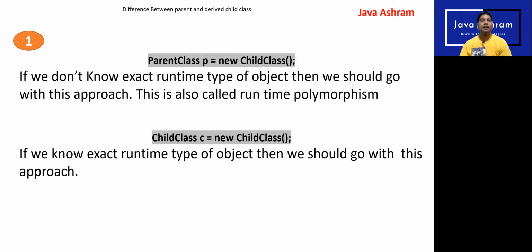Okay, and the child class reference is holding the child class object. It means we know the exact runtime type of object. Then we should go with this approach. Like we know this particular method is going to return an integer. We know this particular method is going to return a string. Then we should go with this approach. Okay, so let's move ahead and see another approach.